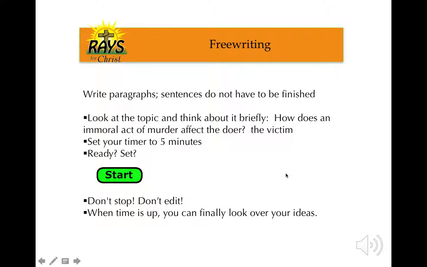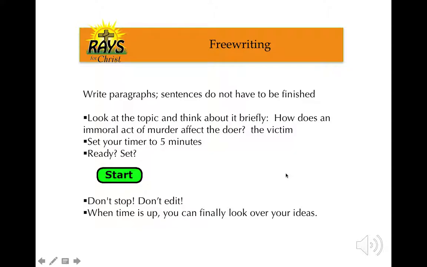And I want you to look at a topic. Typically, you'll think of your own. I'm going to give you one as an example that I want you to write about so we have something to talk about on Tuesday. I want you to look at the topic and think about it briefly. How does an immoral act of murder affect the narrator or doer and the victim? Now, obviously the victim loses his life, but go deeper than that for me. How does this act of murder possibly affect this man, his family, his circumstances? I mean, really think about that.